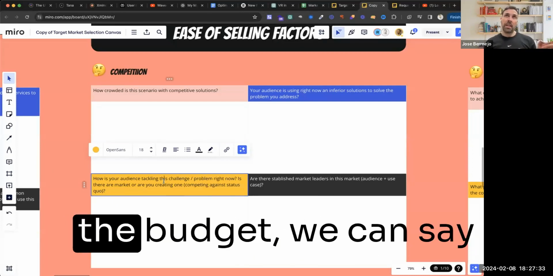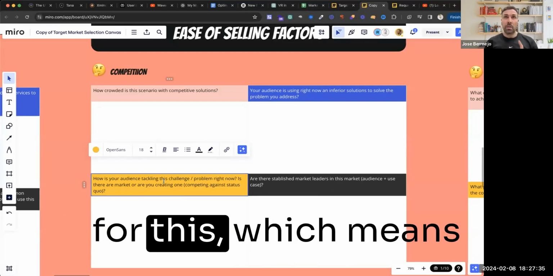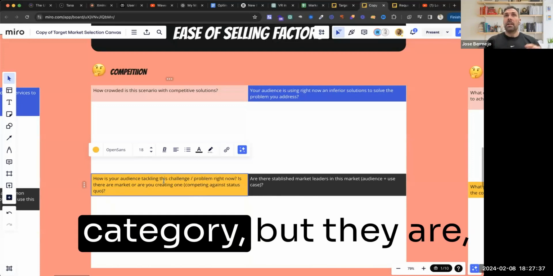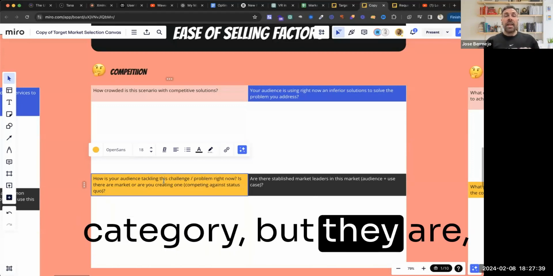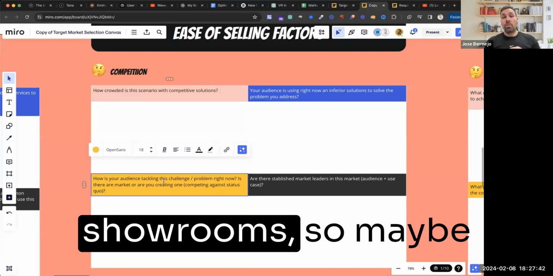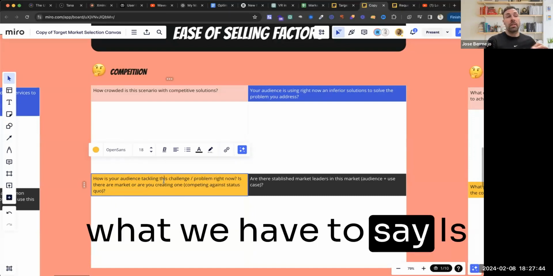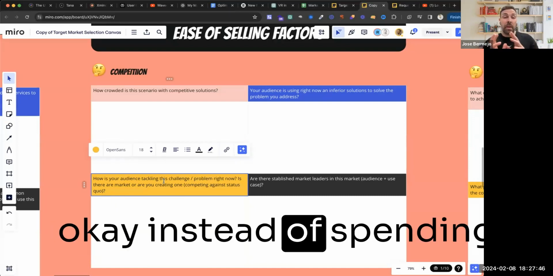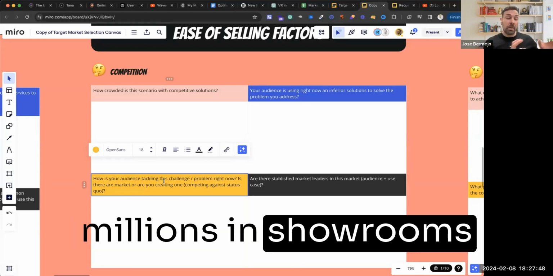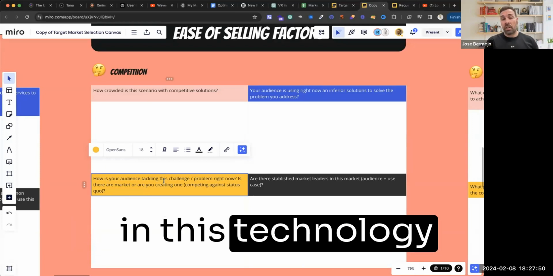So when thinking about the budget, we can say they don't have budget for this, which means we are creating a new category. But they have budget for showrooms. So maybe what we have to say is, okay, instead of spending millions on showrooms, spend thousands on this technology.